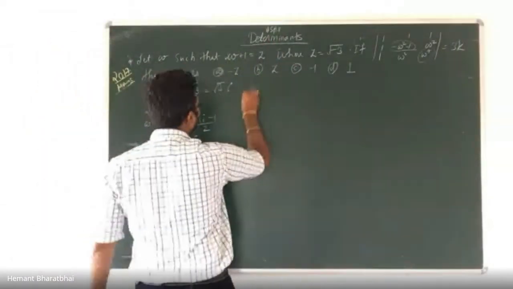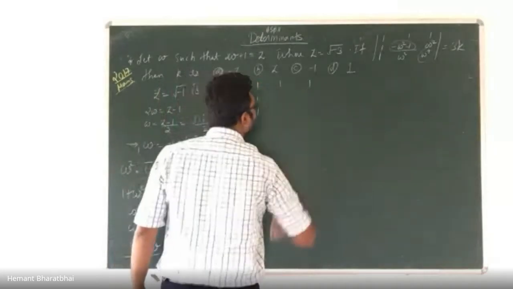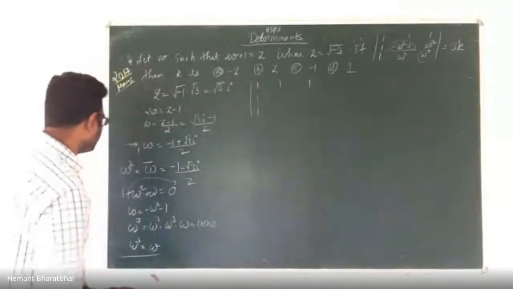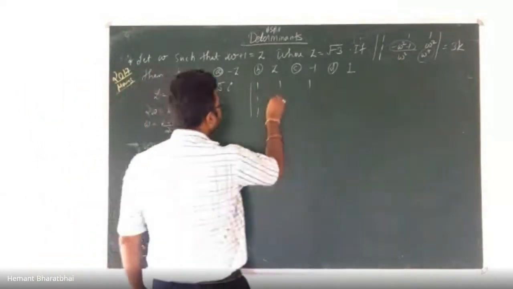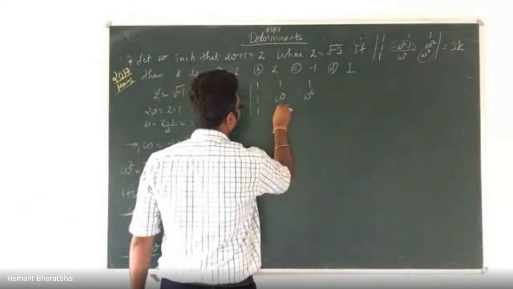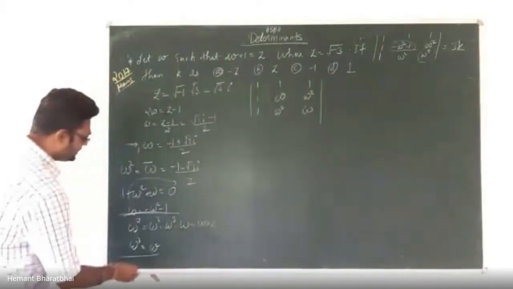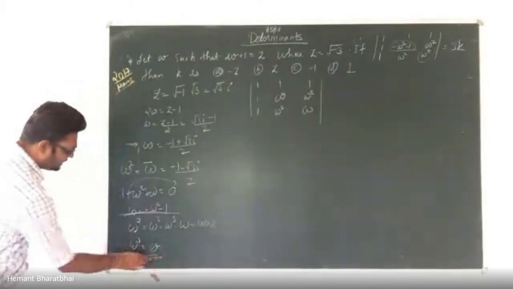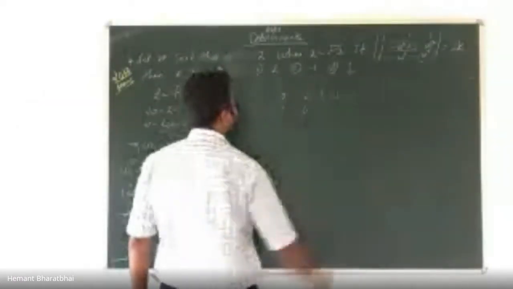So I'll get this 1, 1, 1, 1, 1. Now instead of minus omega square minus 1, I can write this. I can write omega. Here I have this omega square. Here also I have this omega square. And omega raised to 7 can be written as omega. Instead of omega raised to 7, I have written omega. And it is equal to 3k.